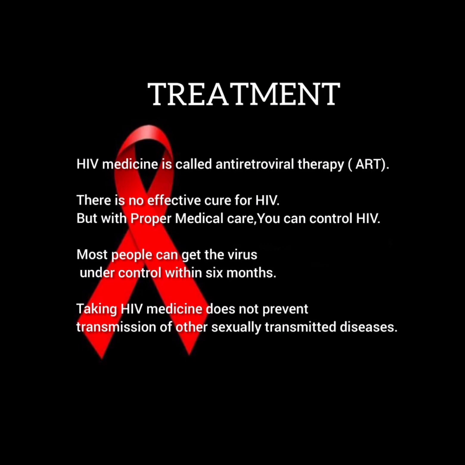Treatment with HIV medicines can prevent HIV from developing into AIDS. HIV treatment involves taking medicine that reduces the amount of HIV in your body. Treatment with antiretroviral drugs is recommended for almost all people with HIV infection, because without treatment HIV infection can lead to serious complications. There is no effective cure for HIV, but with proper medical care you can control HIV. Most people can get the virus under control within 6 months.